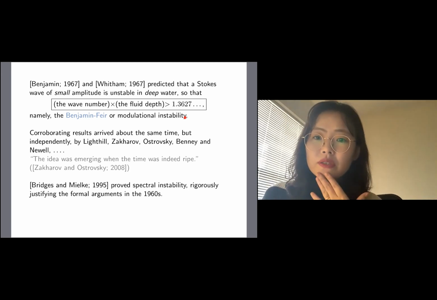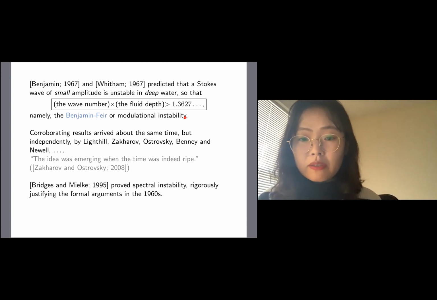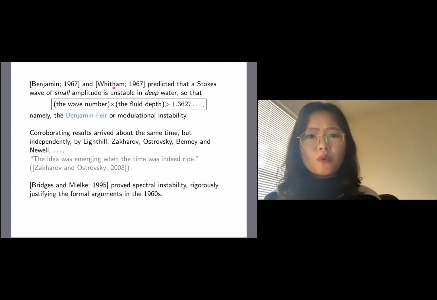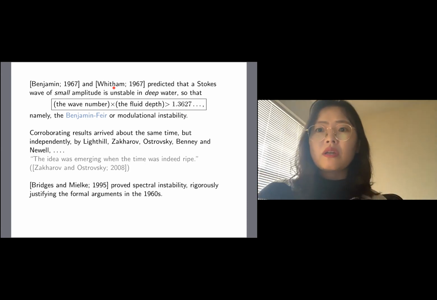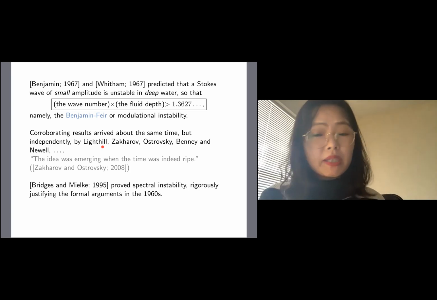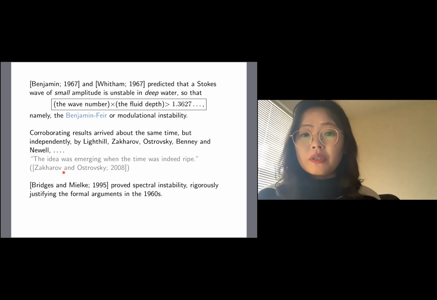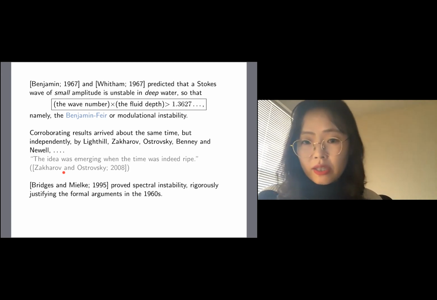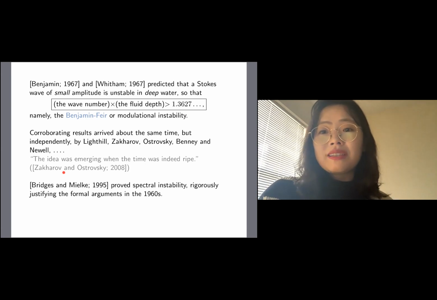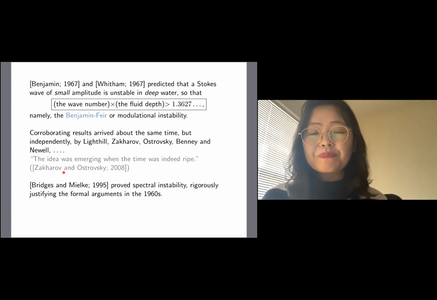Similar results arrived about the same time, but completely independently because this was during the Cold War, by researchers from all over the world, like Lighthill, Zakharov, Ostrovsky, Benney, Newell, and many others. Later, Zakharov and Ostrovsky wrote an article about the early history of modulation instability, and to quote, the idea was emerging when the time was indeed ripe.